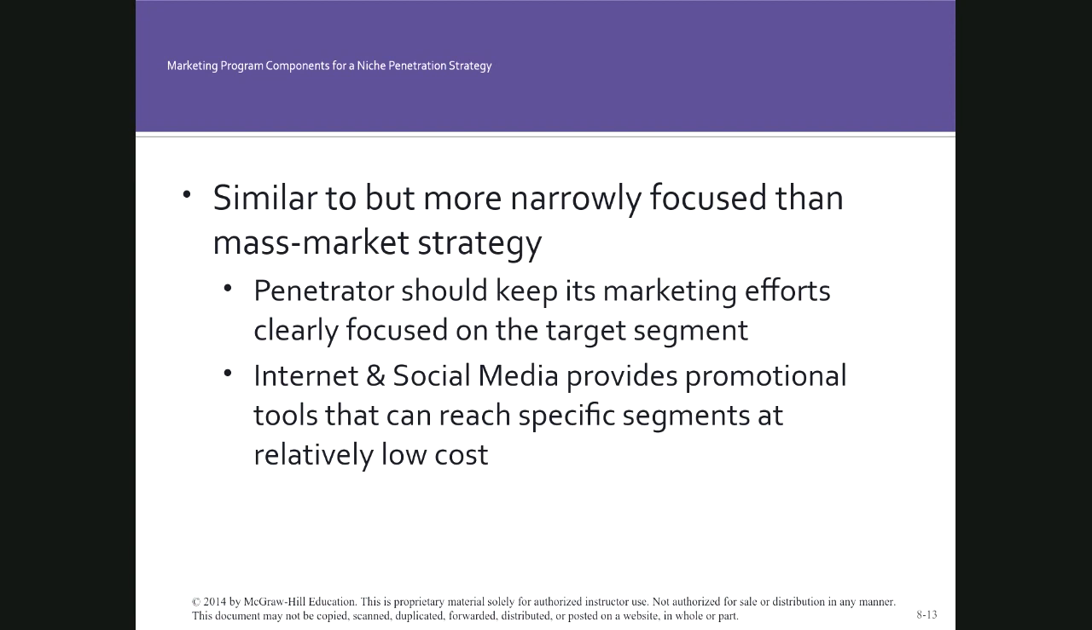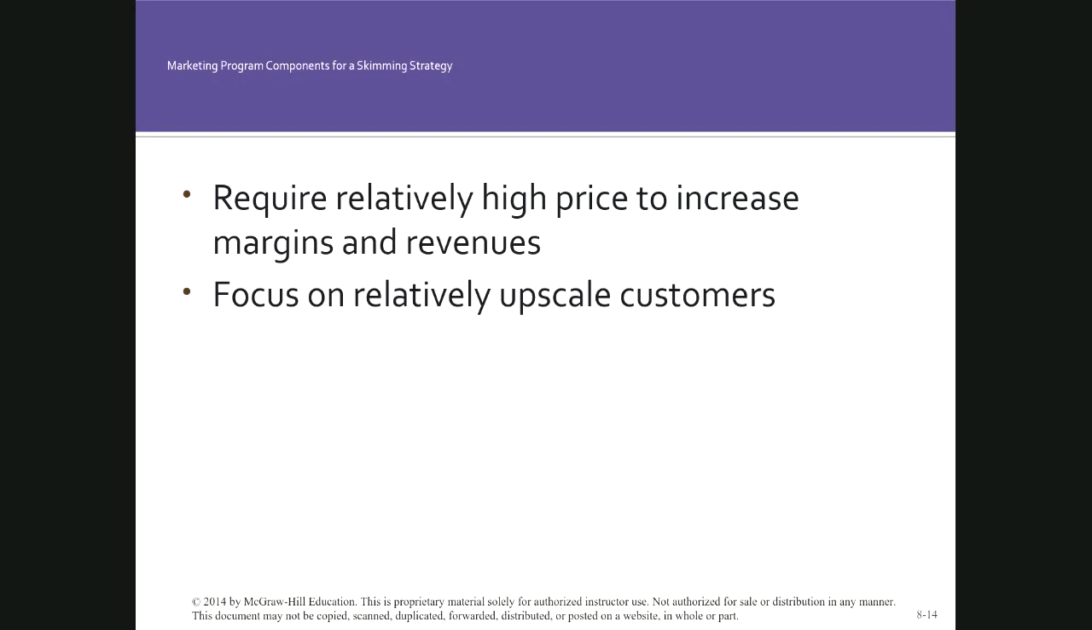They can pick a target segment, earnings or education or gender or a certain part of the company, or snowboards or boats, or they have a specialized good, then they can pick those, and social media will allow them to really target those items and be successful where they may have been harder to be successful years ago. For example, you could, again, focus on relatively upscale customers or require a high price to increase margins and revenues.